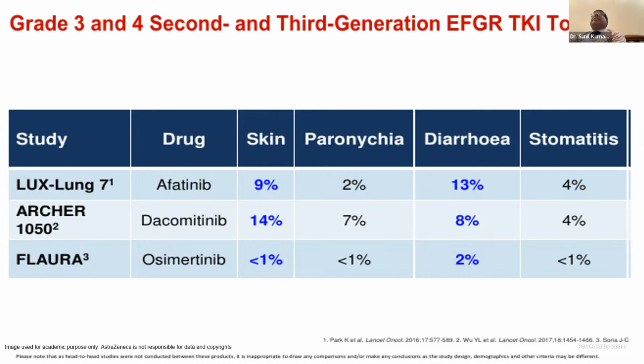This means even the skin toxicity is minimum. If you see the paronychia, 2%, 7%, less than 1%. And even the diarrhea, which is reported with the TKIs, afatinib 13%, dacomitinib 8%, and osimertinib 2% only. Stomatitis 4%, 4%, less than 1%, means grade 3 and 4 toxicity is much, much less in a third generation TKI as compared to second generation TKIs. And that's why these second generation TKIs we are not using in our clinical practice, like gefitinib or afatinib, in our adenocarcinoma patients. Next slide, please.